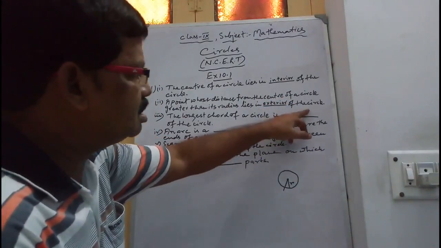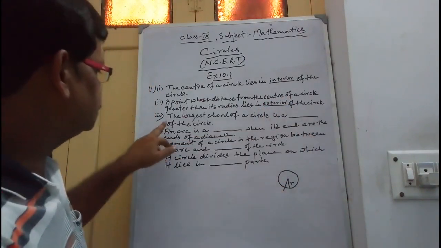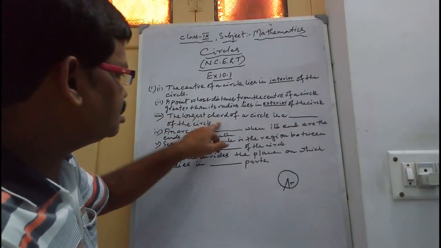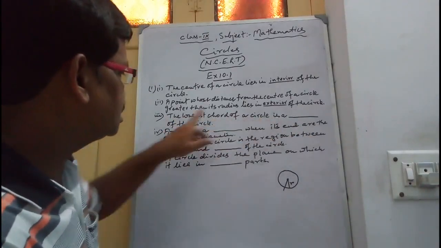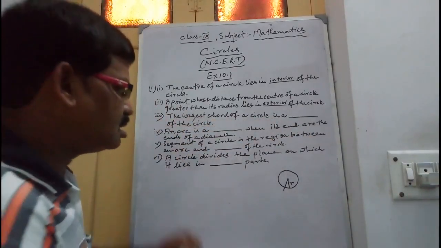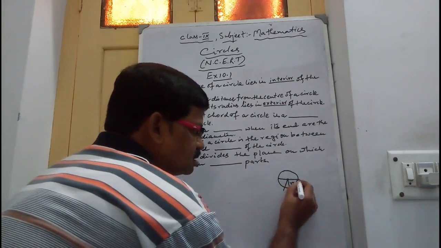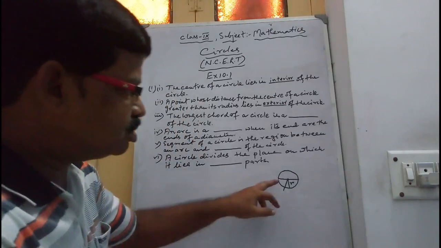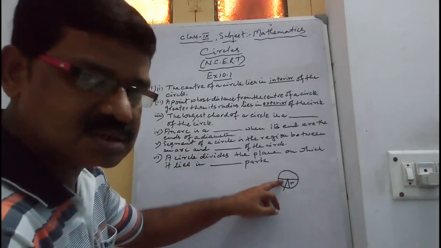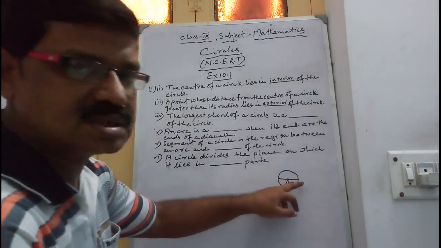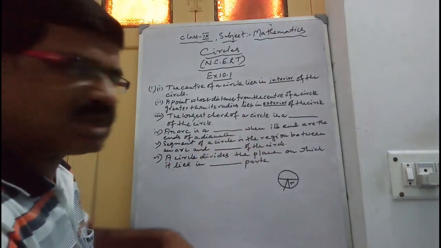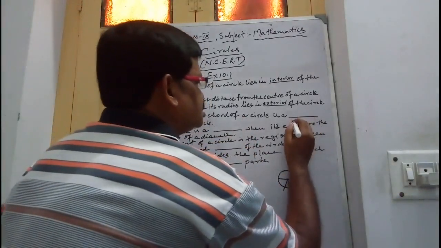The longest chord of a circle is the diameter of the circle. The longest chord must pass through the center. A chord which passes through the center of the circle is known as a diameter. So here the answer is diameter.